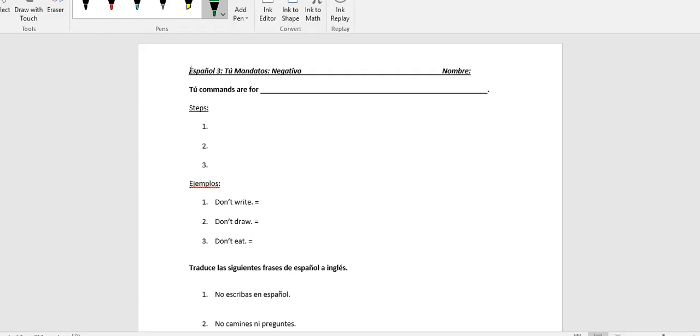Alright, we're going to review looking at your 2 commands. They are for which groups of people. So when you're using your 2 commands, with whom can you use them? We know that they're informal. Pero para cuáles grupos son? The main ones are friends, family, peers, and then anyone younger than you.